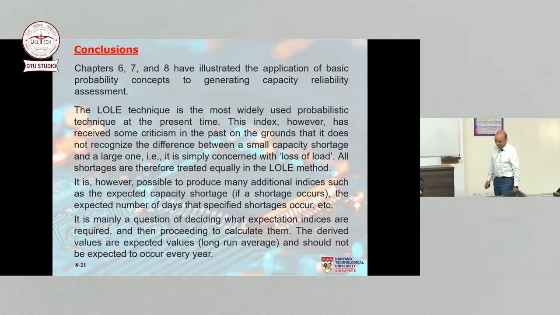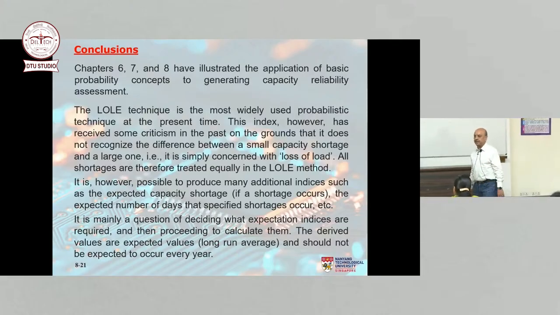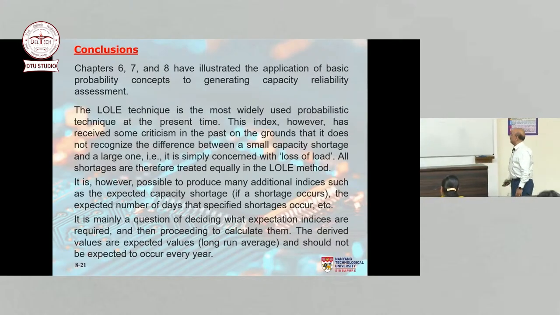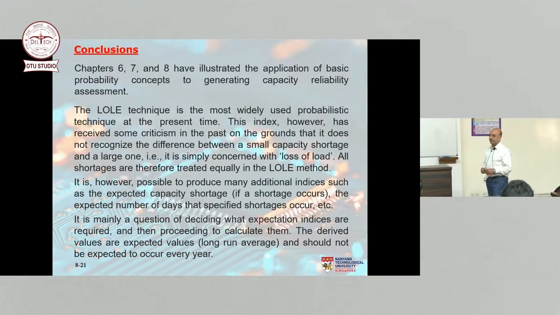So in conclusion, today mostly what we have dealt with, partially yesterday, but mostly today through chapters 7 and 8. We have shown the application of basic probability concepts to generating capacity reliability. We have shown 2 basic indices, the risk indices of loss of load expectation and loss of energy expectation, which is also called expected energy not supplied or expected unserved energy. You can call it anything.